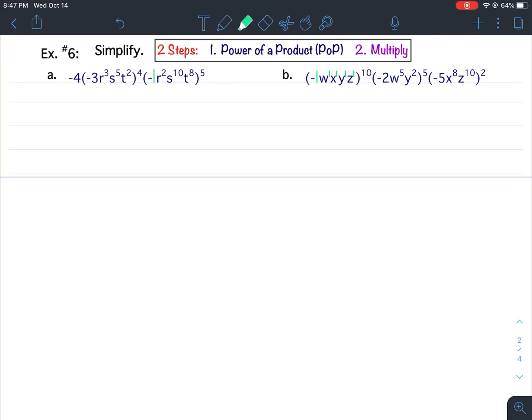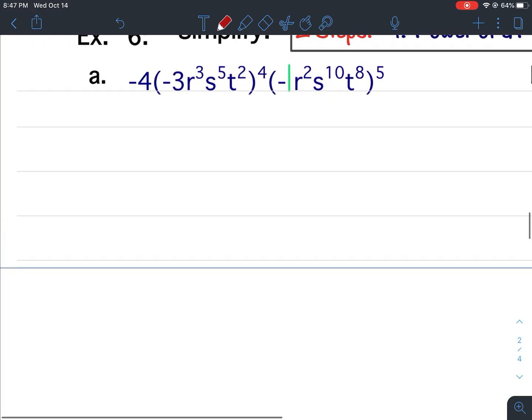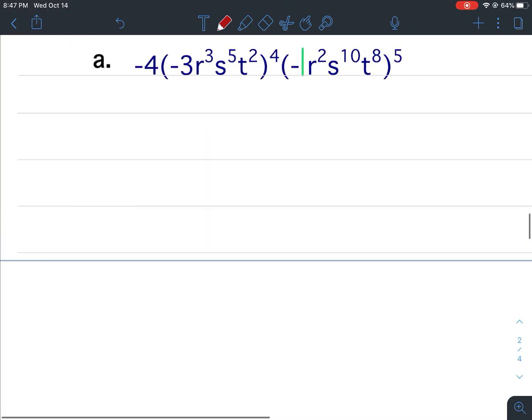The first step, just like if we were following the order of operations, we would get rid of that outside exponent first. So the first step is to do your power of a product. The second step is to then multiply. Take a moment, pause the video, and write that down. Okay, so again, we're going to do power of a product first, then we're going to multiply. That means we're going to take what we learned in lesson 4.2 and lesson 4.1 and mix them together for one problem.